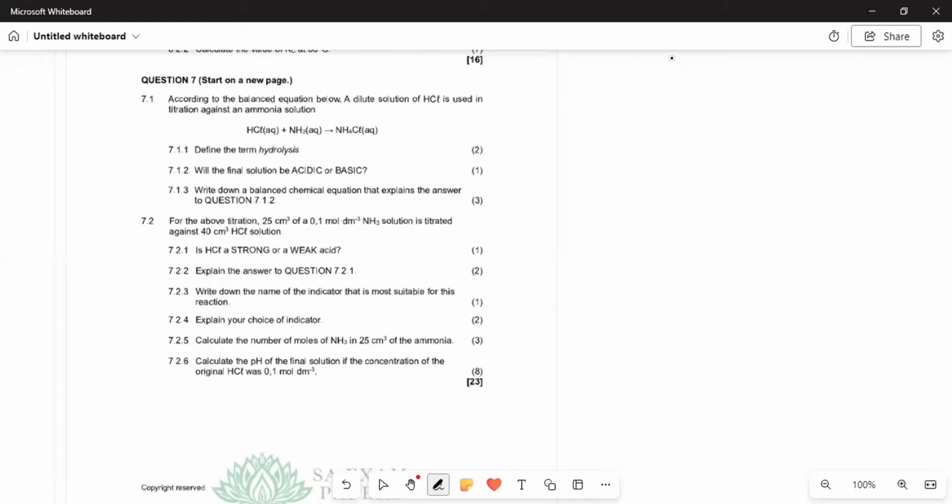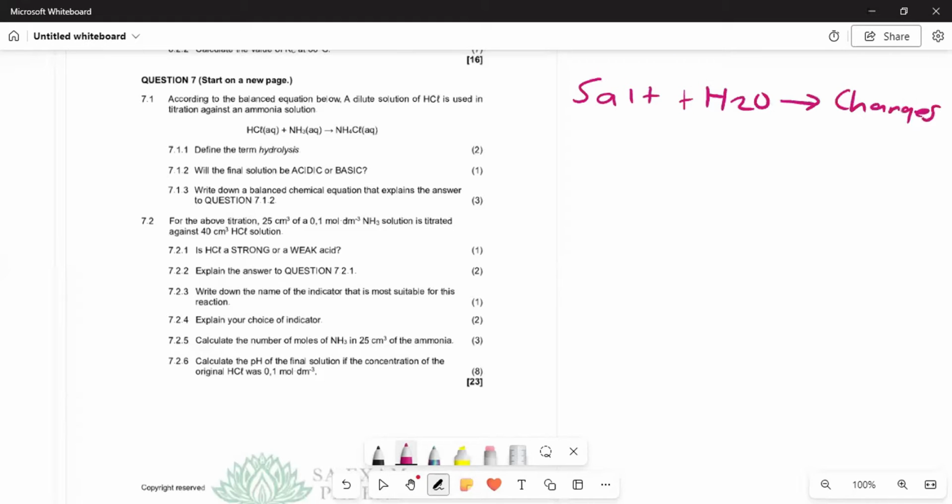Now, what is hydrolysis? Hydrolysis is the reaction of a salt with water that changes the pH of the solution, right? Now, how does that happen?